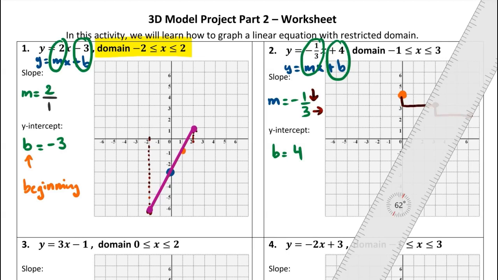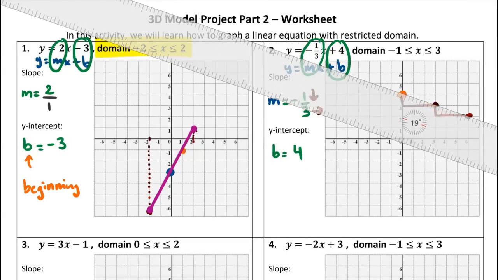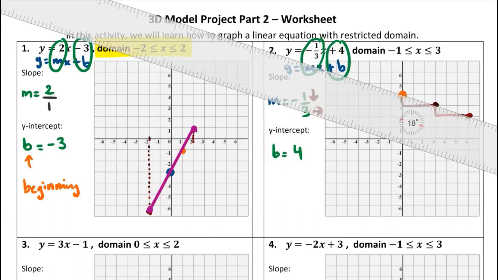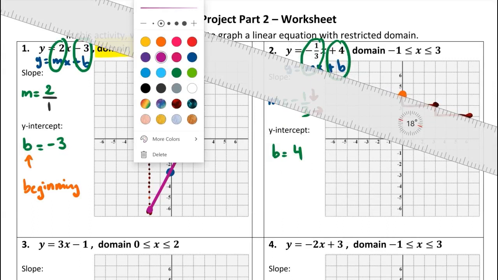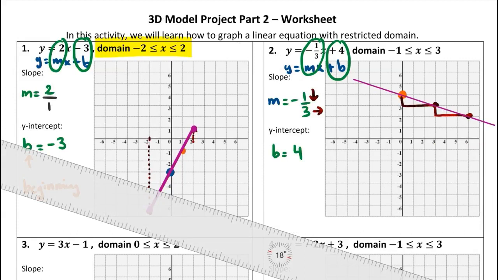Then we use the ruler and draw the line through the 3 points, but we make a really light line. Do not make it dark, really light. Now we're going to see our restriction: x between -1 and 3. So x is -1 and 3.